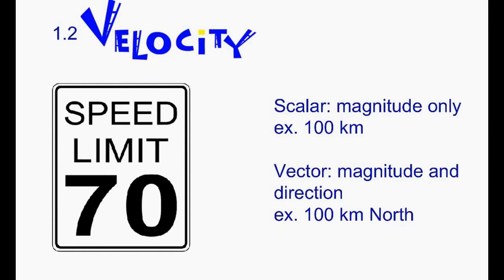And I also posted a picture of a speed limit sign, so a speed limit of 70. So my question is, first of all, what's the difference between speed and velocity and things like that? So before we get to that, let's just go through a couple of quick definitions.